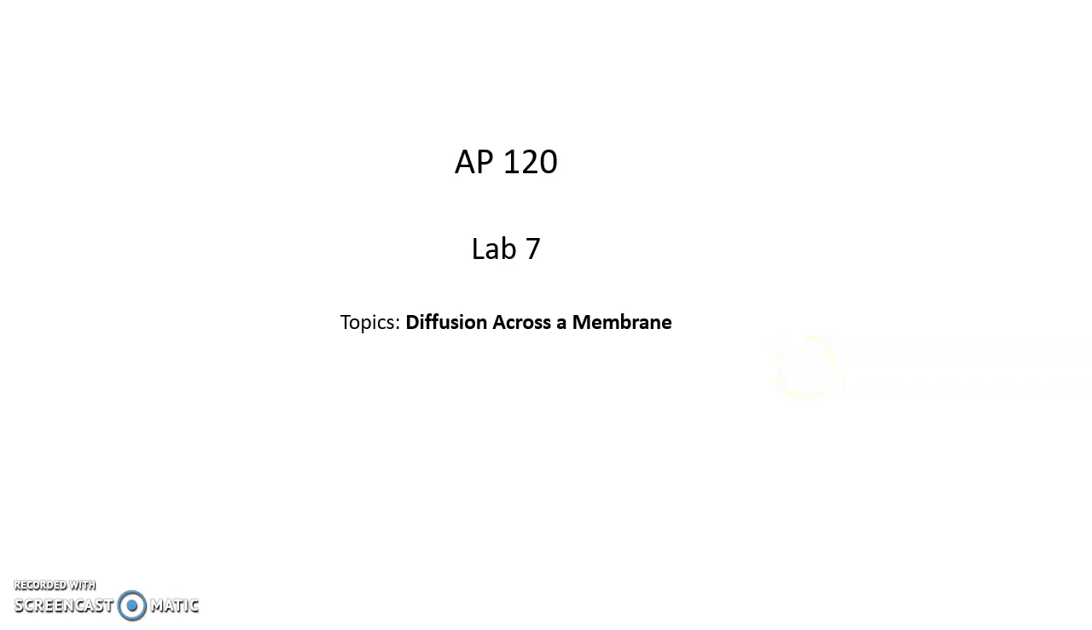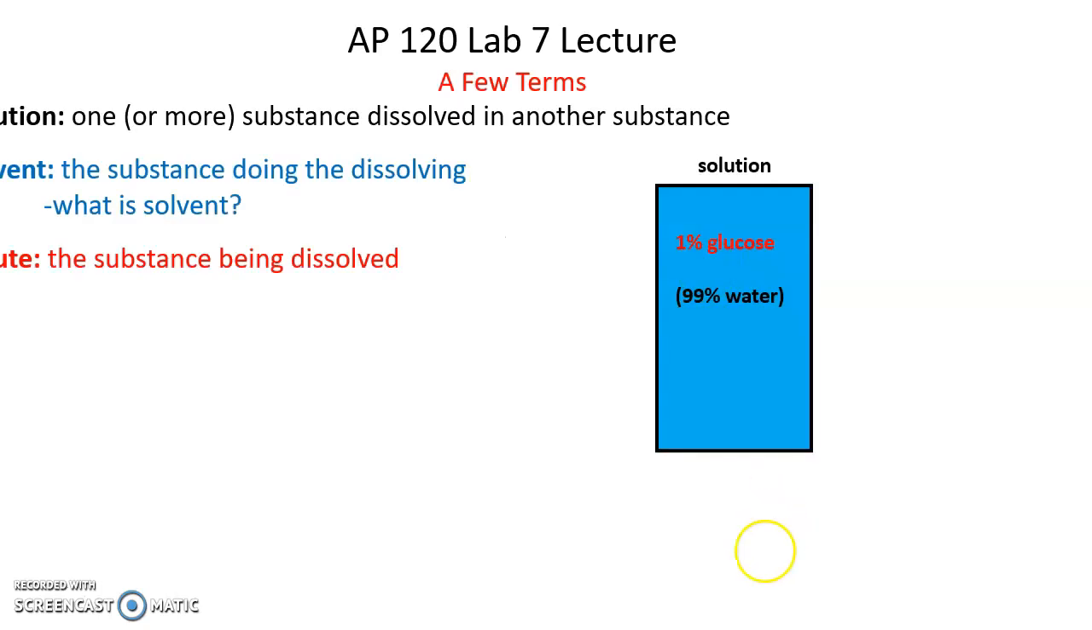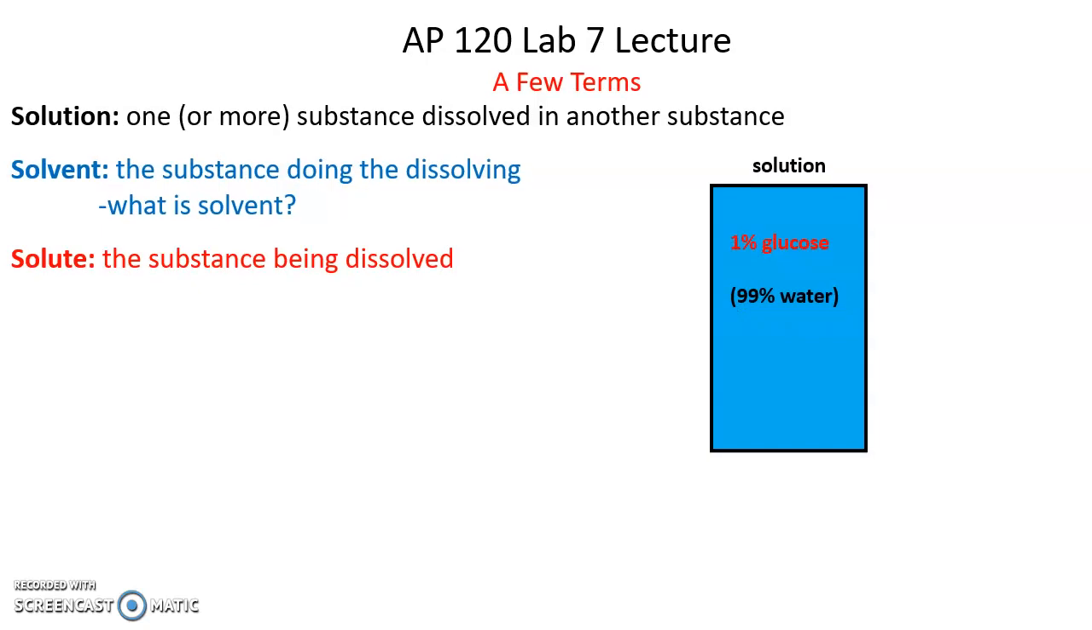AP 120, Lab 7. Topics: diffusion across a membrane. So, here's a few terms that I want to make sure you understand. First off, solution. Solution is when you have one or more substances dissolved in another substance. So something dissolved in something else. Usually we're talking about liquids here.